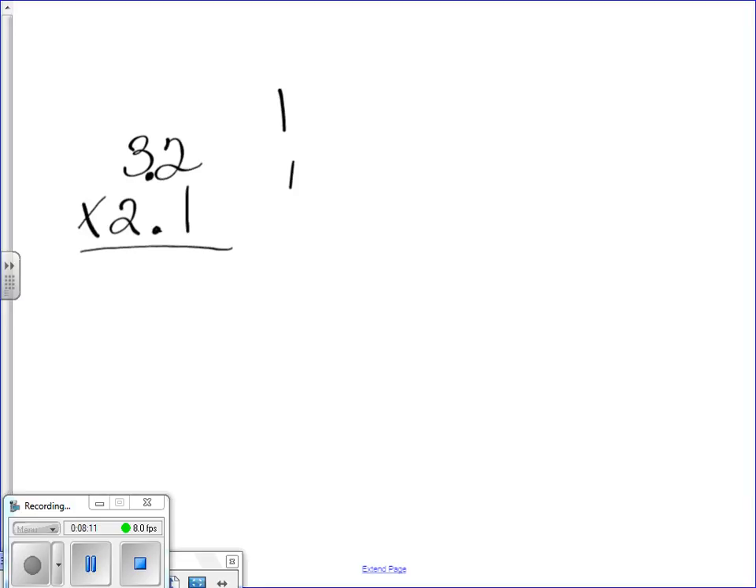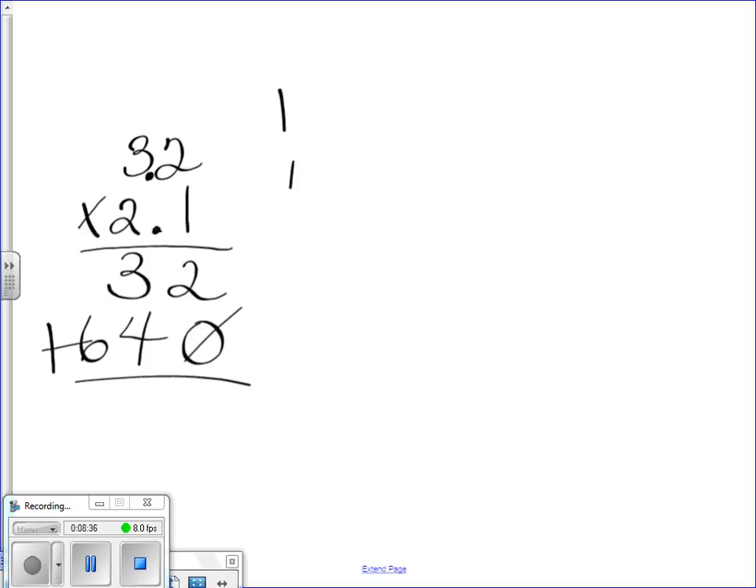Then just multiply it. 1 times 2 is 2. 1 times 3 is 3. You've got to know how to multiply though. Add a row, add a 0. This should be ringing a bell. There should be bells going off like, oh my God, you taught me this. 2 times 2 is 4. 2 times 3 is 6. Add it.